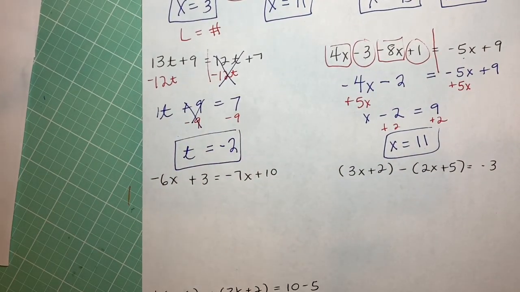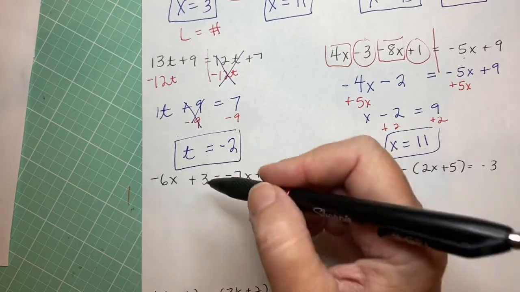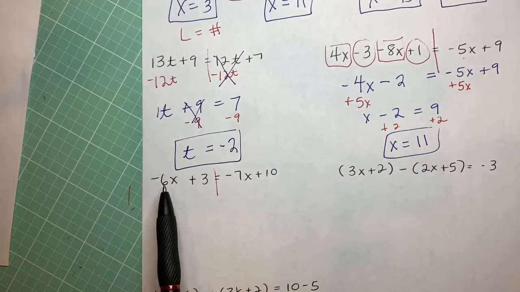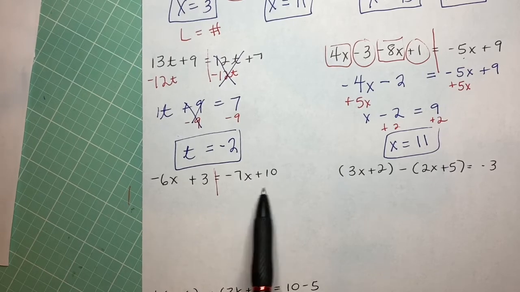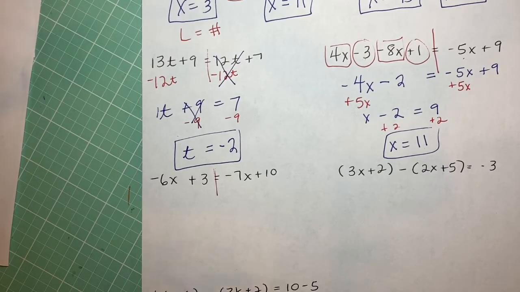Let's look at this next one. Again, first step is always to be aware of your equal sign. Here it is. I can't combine a letter and a number. I can't combine a letter and a number. So I'm going to go letter to the left.